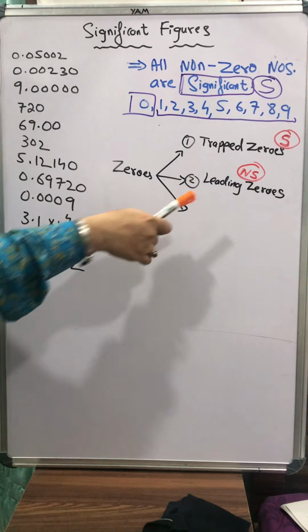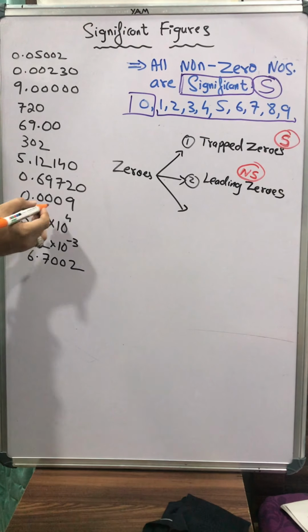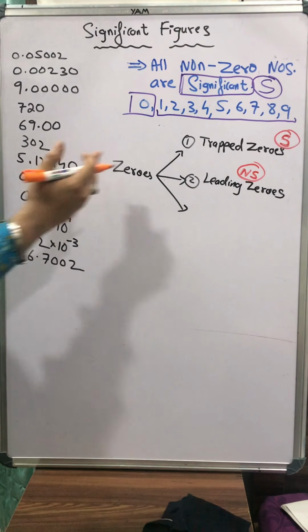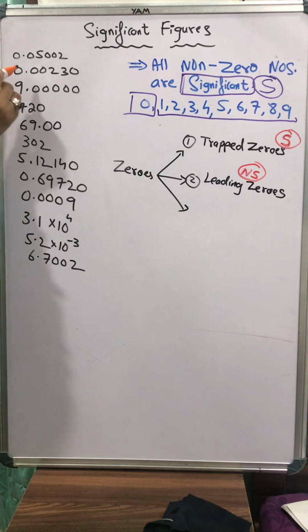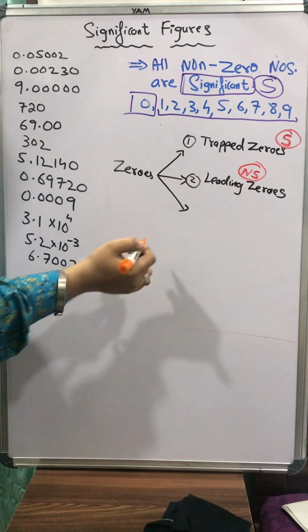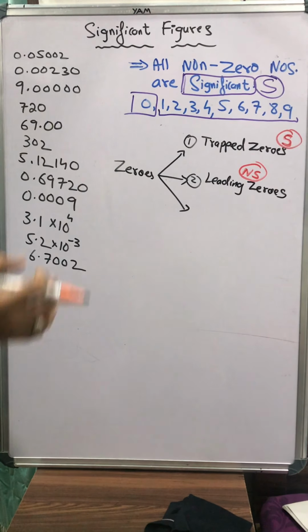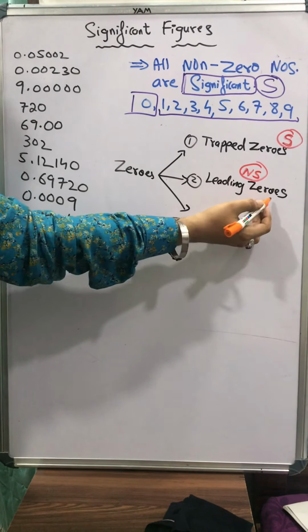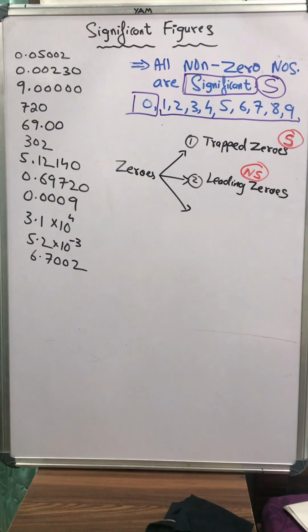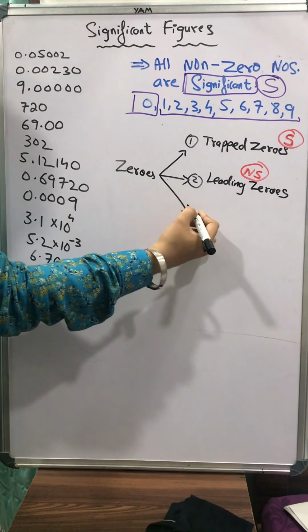I repeat again, whenever we have leading zeros, zeros ahead of a non-zero number, leading zeros. Over here also we can see this, two zeros are leading zeros. So these leading zeros are never counted in significant figures. So leading zeros are called non-significant figures or digits. And the third one, the important one.